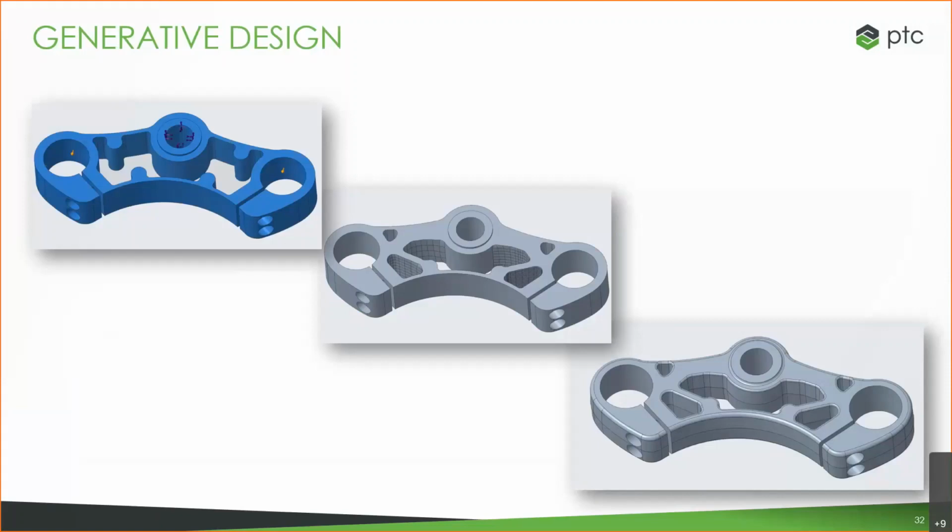And say, I need this geometry that's in blue. I need that to stay because I'm going to have things interact with it. Creo takes all of that into account and develops the optimal geometry for you. And then it turns it into something that's editable.